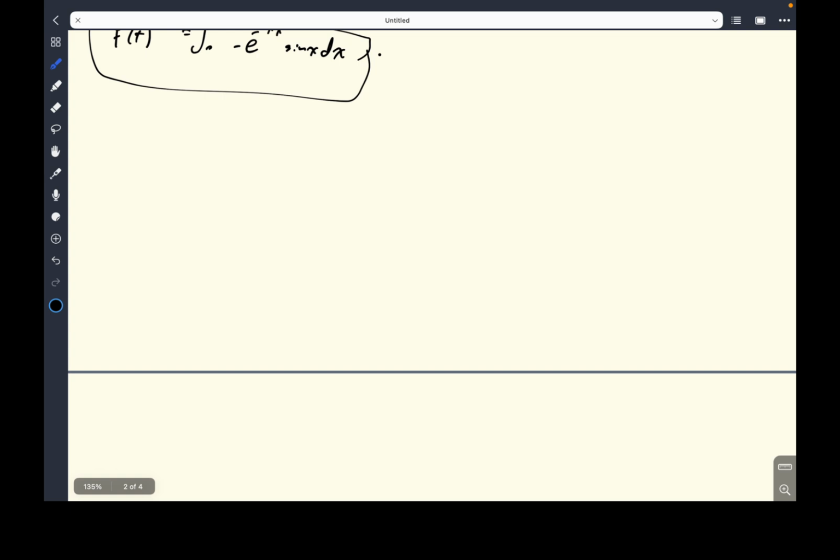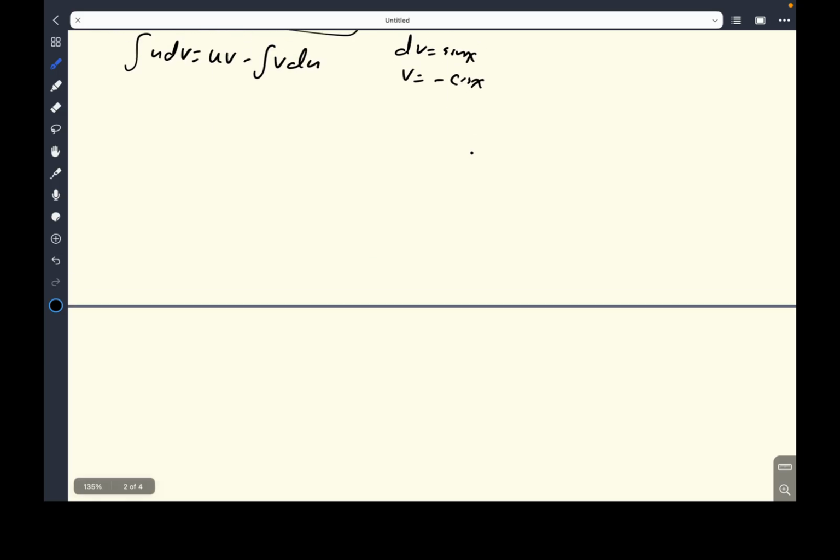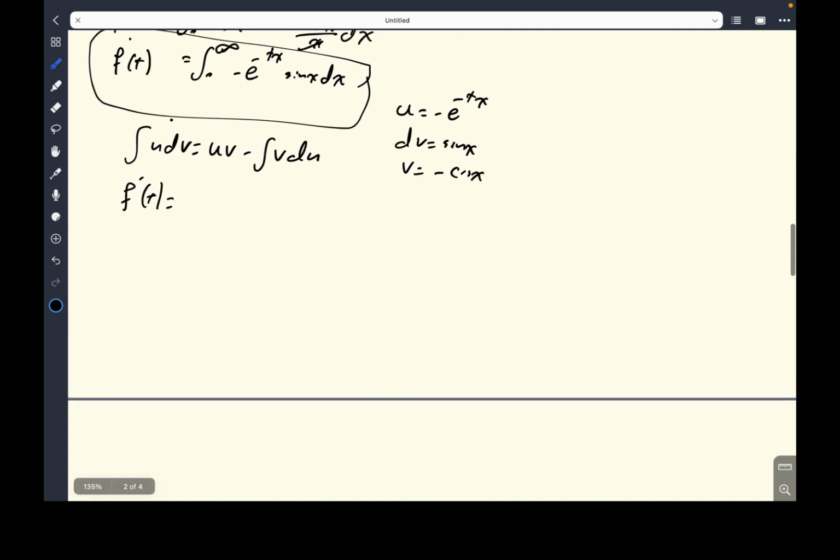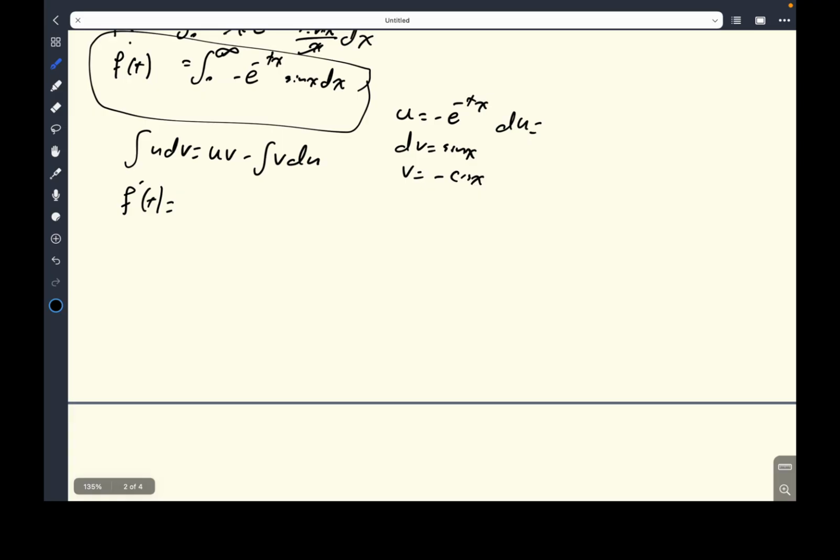If we have something like this, u dv, I can use integration by parts, that is uv minus integral of v du. So my u here is negative e to the negative tx, my dv is sine x, my v therefore would be negative cosine x, because if you take the derivative of negative cosine x, you're going to get sine x. So my du is going to be t e to the negative tx dx.